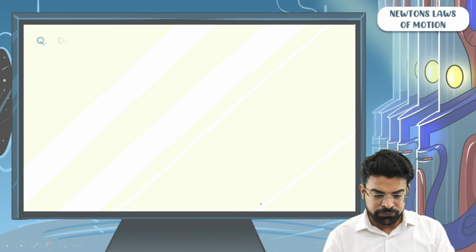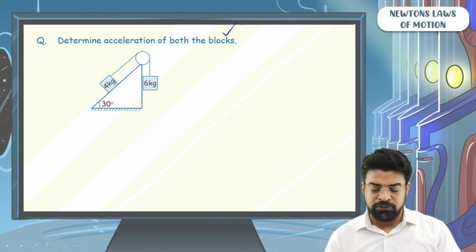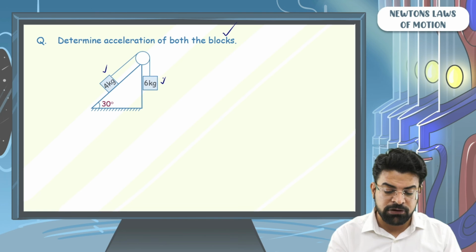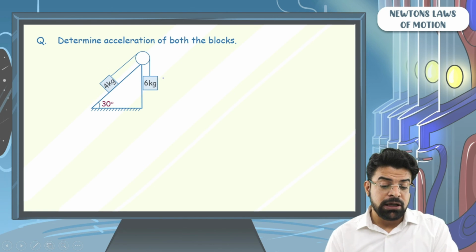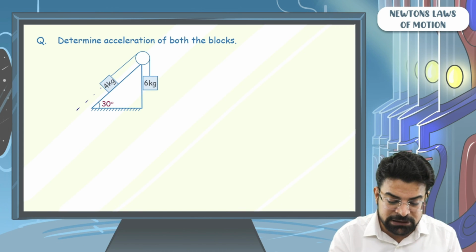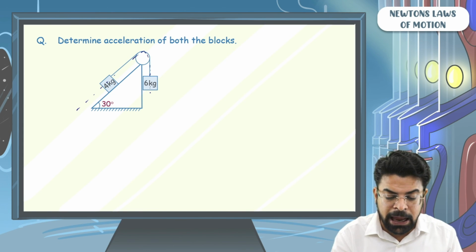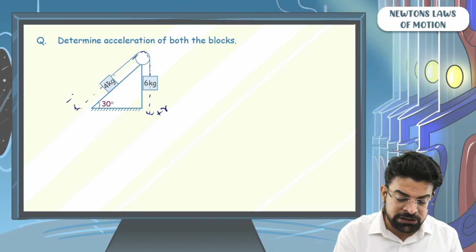Moving on. Determine the acceleration of both the blocks. Here we have two blocks, one of mass 4 kg and one of mass 6 kg. We need to find the acceleration of both the blocks. The heading I am teaching is called equation along the string. So you have to think of an axis, which I call the gamma axis, along the string. Let's say this direction is positive gamma, this direction is negative gamma.